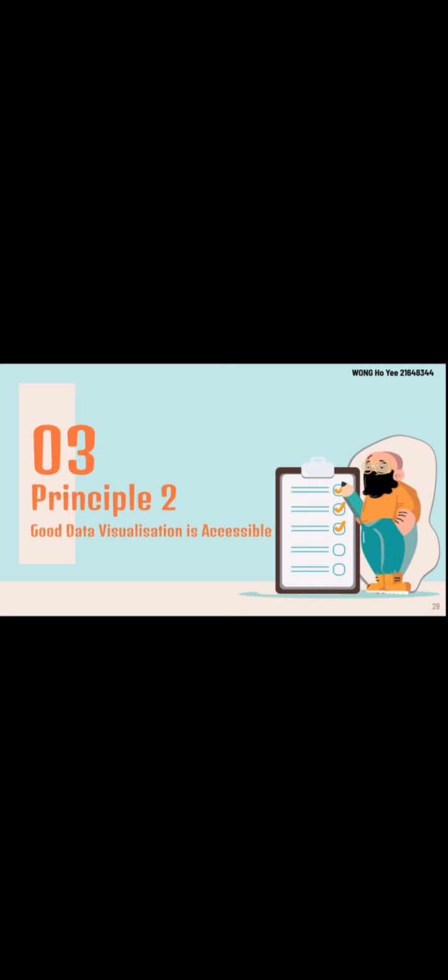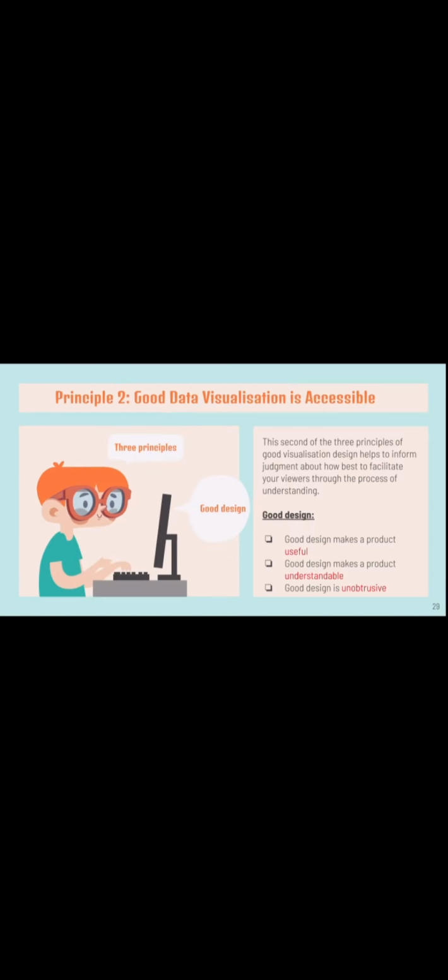Then let's talk about principle 2: good data visualization is accessible. This principle, second of the three principles of good visualization design, helps to inform judgment about how best to facilitate your viewers through the process of understanding. There are 6 items to consider when you frame your project content. The first item is subject matter appeal.